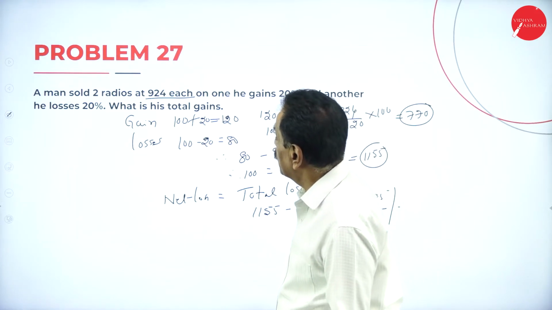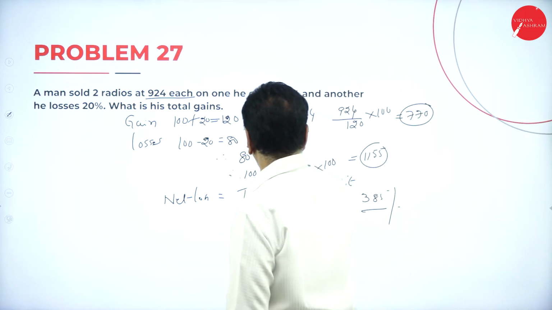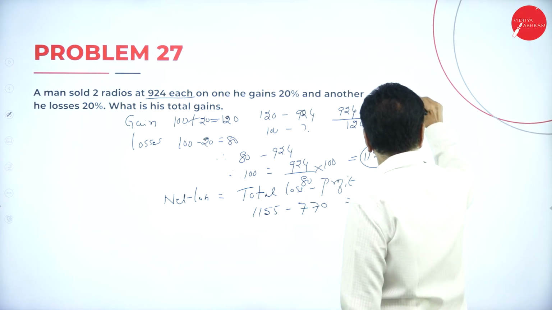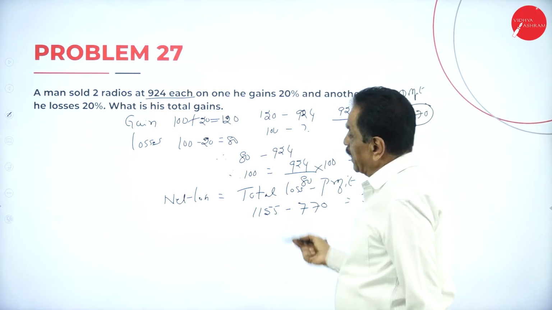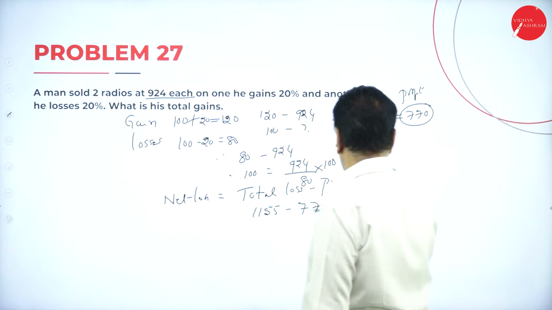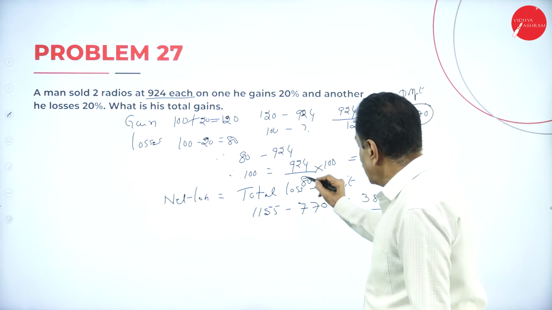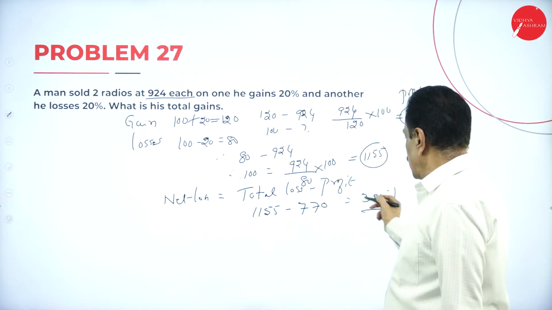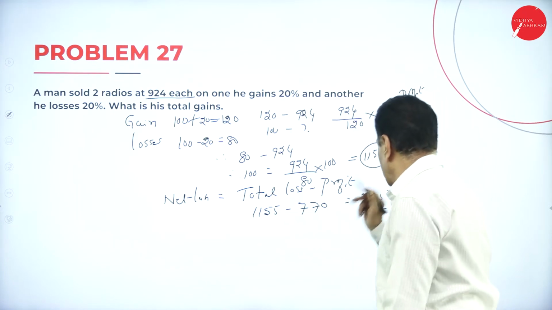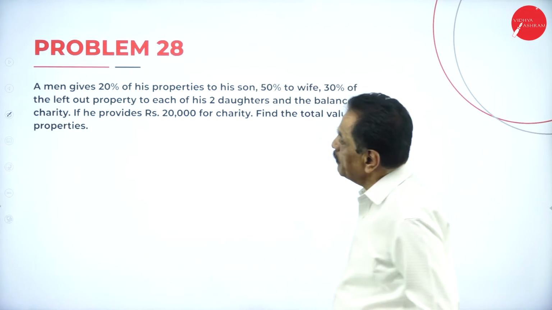Hope you understand? In the first case, 100 plus 20 is 120. For 120 it is 924, so for 100 the profit is 770. Second, 100 minus 20 is 80. For 80 it is 924, so for 100 its loss is 1155. Then, net loss is 385. We'll move on to the next one.